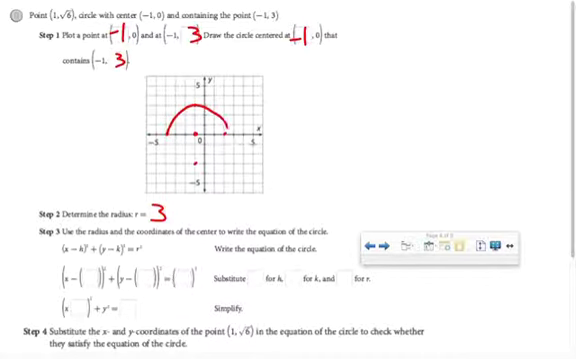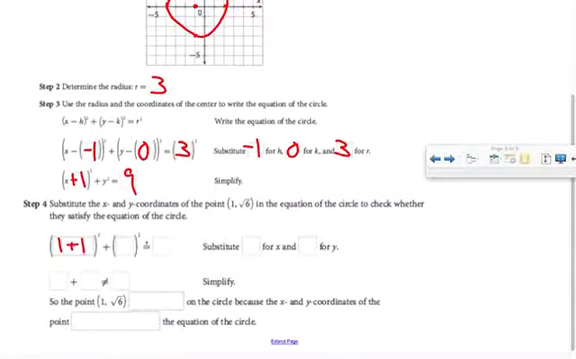So my circle would kind of look like this. The sketch of the diagram isn't what's most important. What's most important is coming up with this equation of the circle. So we substitute in -1 for h, 0 for k, and 3 for r in order to come up with that equation. So our equation is (x + 1)² + y² = 9.